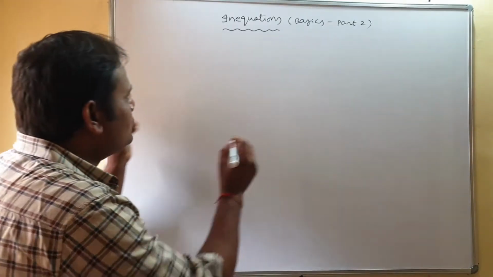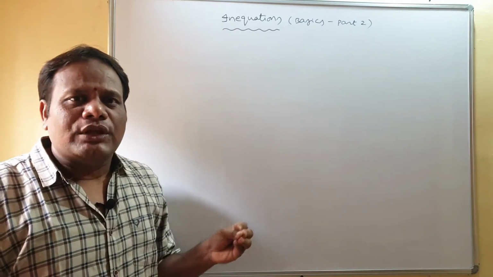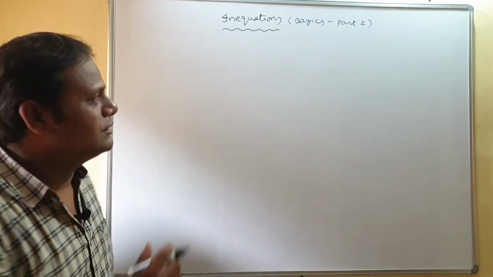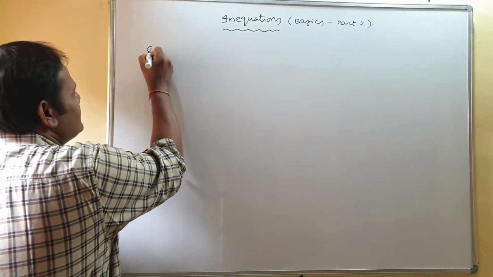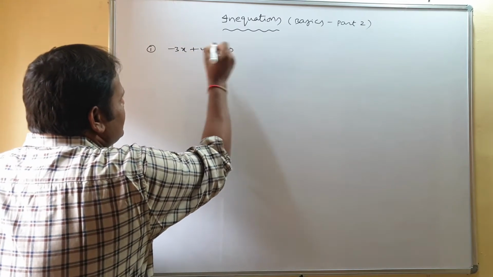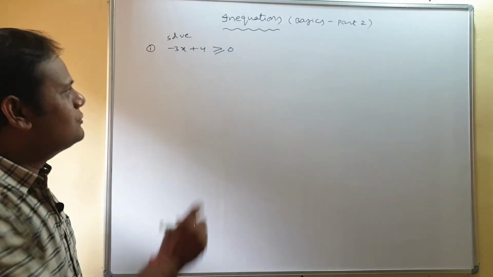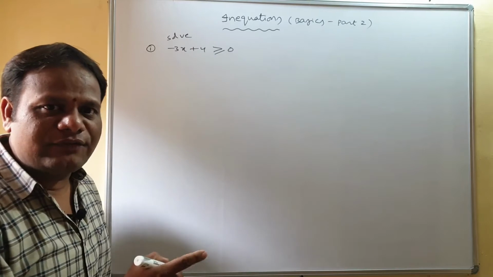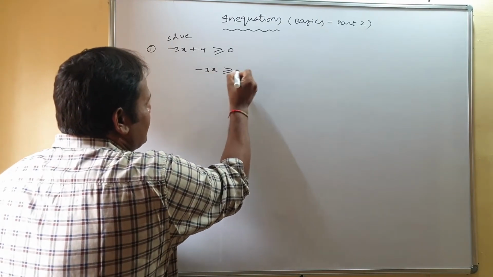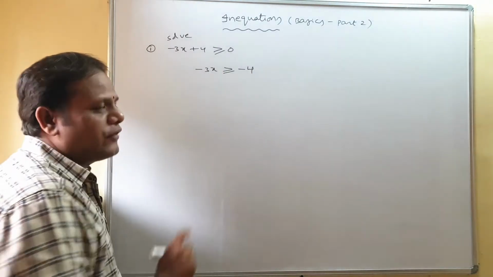Coming to today's video, here we will discuss how to solve simple inequations. Listen carefully. Suppose the question is minus 3x plus 4 greater than or equal to 0. You have to solve this inequation. What we do? You have to find the values of x. So, you can take it as minus 3x greater than or equal to minus 4. Now you have to find x.